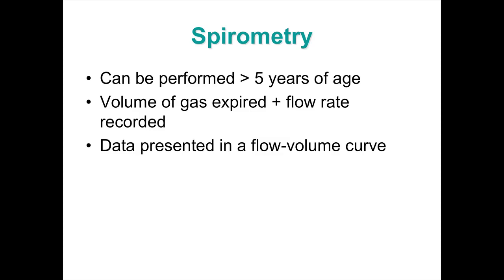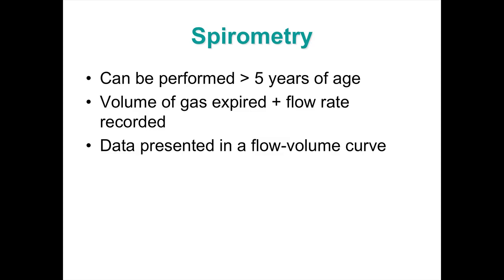Spirometry can be performed in patients over the age of 5 years who can follow simple instructions. The volume of gas expired and flow rate is recorded, and data is presented in a flow volume curve. During spirometry, a child is asked to take a maximal breath in, then breathe out into a mouthpiece as hard and as fast and as long as possible. The best of 3 results is recorded, and the volume of air shifted is the forced vital capacity, and the volume of gas and flow rate is also recorded.